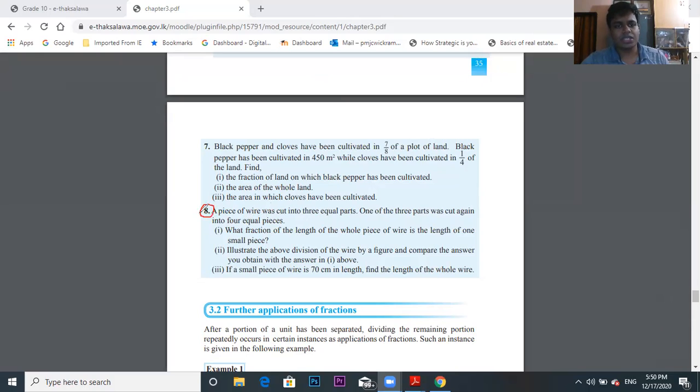Let's move on to the 8th question. A piece of wire has been cut into 3 equal parts. One of the 3 parts was cut again into 4 equal parts.